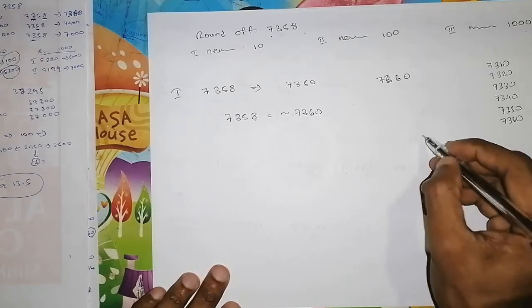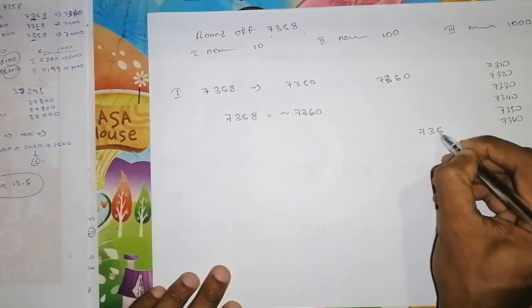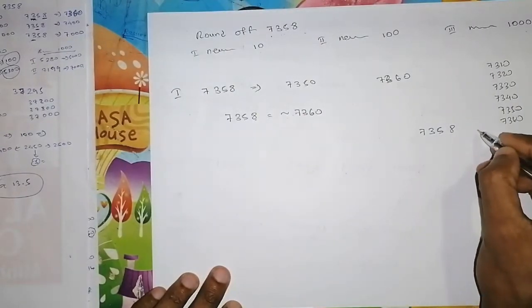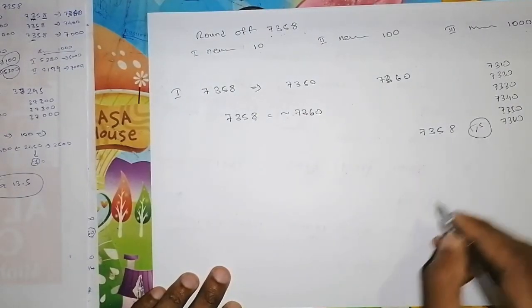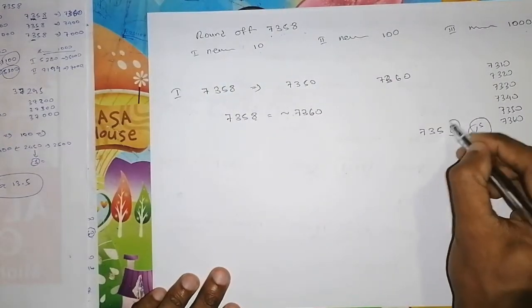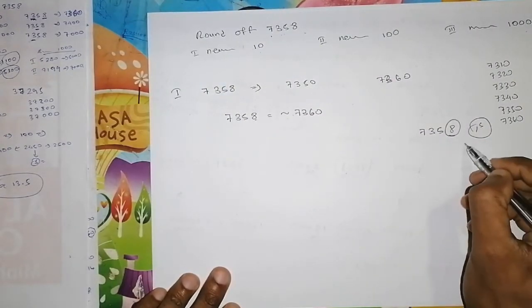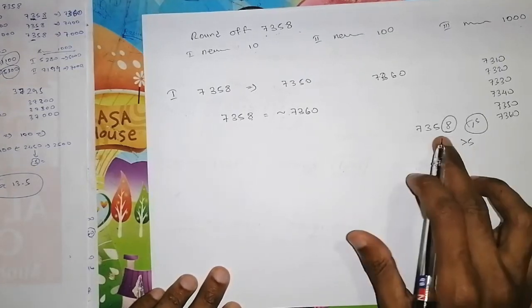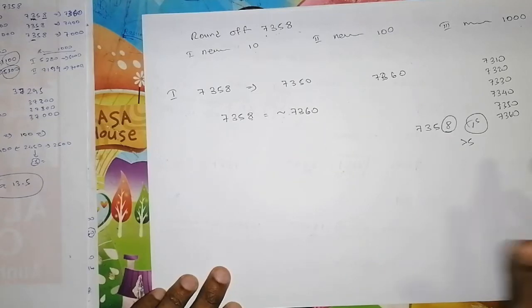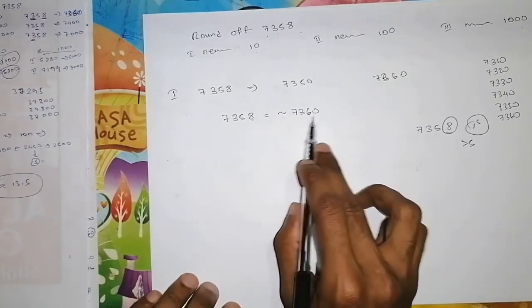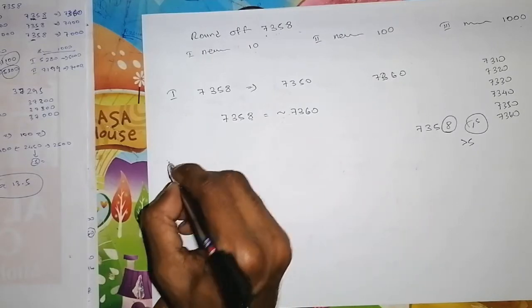If you use the second method, for 7358 nearest 10, we should check the ones position. The ones position is 8. 8 is greater than 5. If the digit is greater than 5, we take the next number. So in this method also we have 7360.